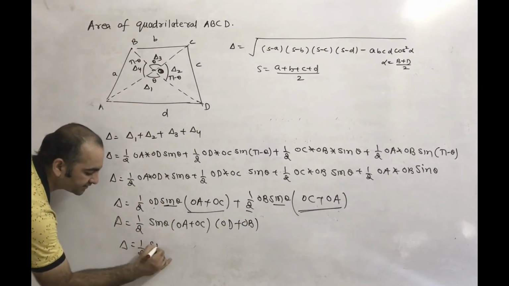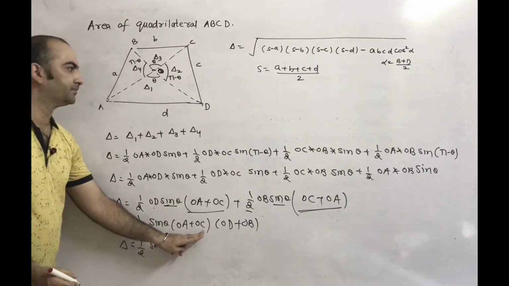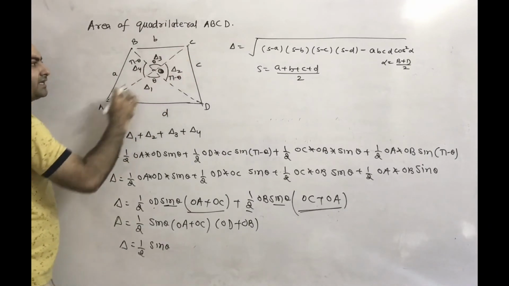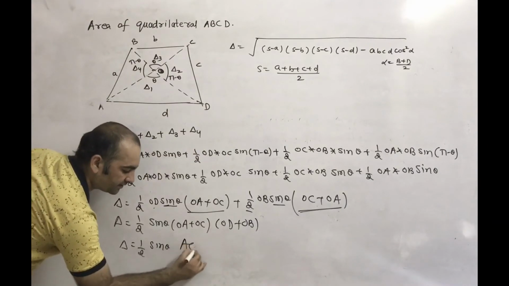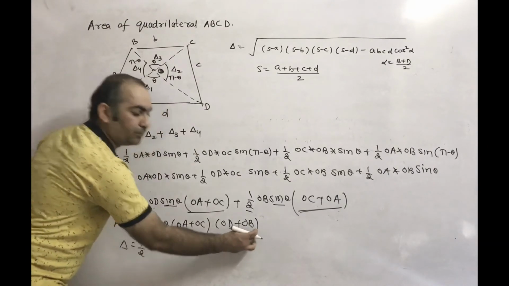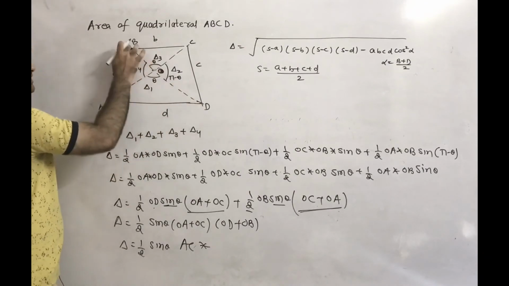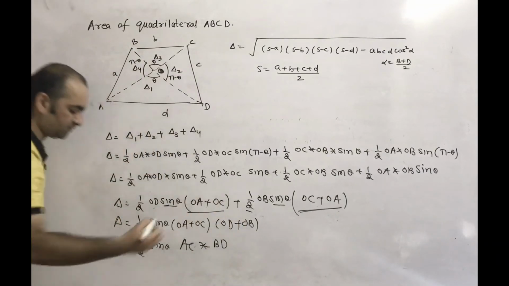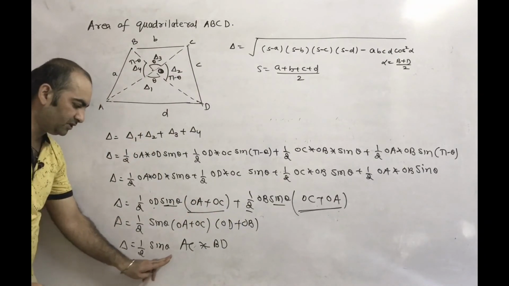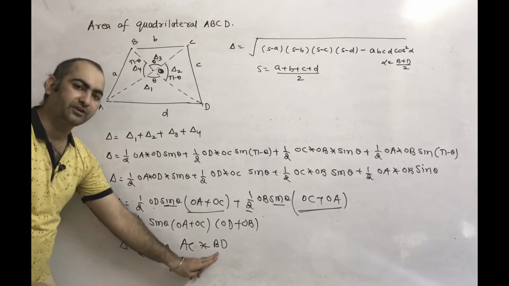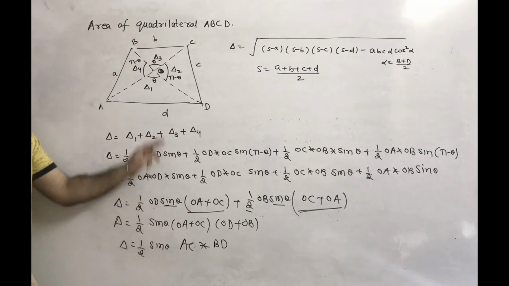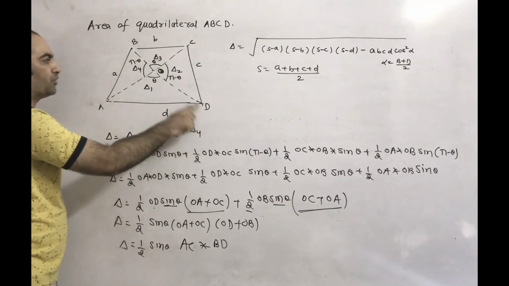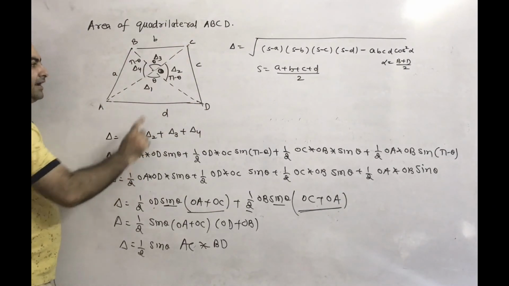So delta equals 1 by 2 sine theta as it is. What is OA plus OC? You can see OA is this one and OC is this one, so OA plus OC is nothing but AC. So this is AC into (OD plus OB). OD is this one and OB is this one, so OD plus OB is nothing but BD. So delta equals 1 by 2 sine theta into AC into BD. This is the product of diagonals, and theta is the angle between the diagonals. So the area of quadrilateral ABCD is 1 by 2 times the product of diagonals into the sine of the angle between the diagonals.